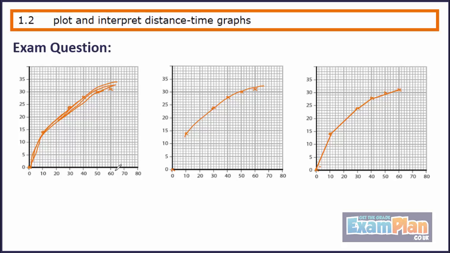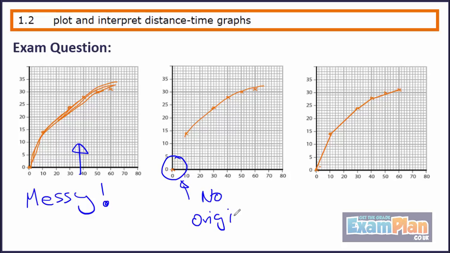Here are some incorrect examples. In the first example, the student scribbled over the line too many times. Instead, use a sharp pencil and rub out if necessary. In the second example, the origin has not been included. And in the third example, the student has done a dot-to-dot method, drawing straight lines between the individual points, which must never be done.